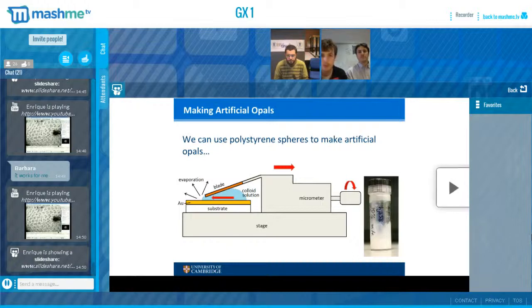If you put a drop of this colloid solution on a substrate and dry it by dragging a blade across the substrate, which is what I've shown in this image here, then at the small gap between the blade and the substrate the water evaporates and leaves behind just the polystyrene spheres. The spheres are drawn towards that gap as the water evaporates, by surface tension, and this can induce the stacking that orders them into that opal structure.